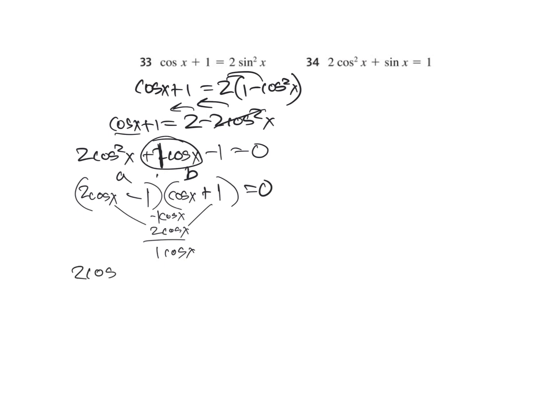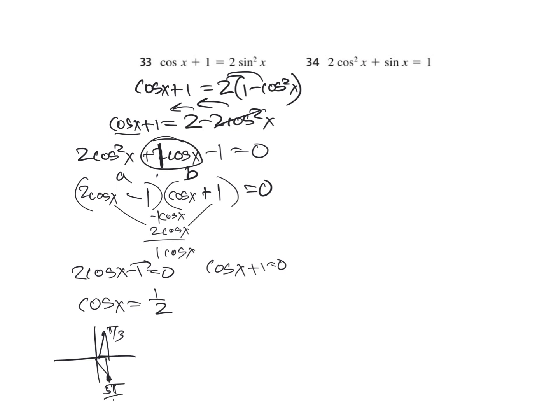So 2 cosine of x minus 1 equals 0, and cosine of x plus 1 equals 0. So add 1, divide by 2. So where is x? Positive 1/2, right here at pi over 3, and down here at the bottom at 5 pi over 3, plus 2 pi n, plus 2 pi n. Those are your two answers for the first part.